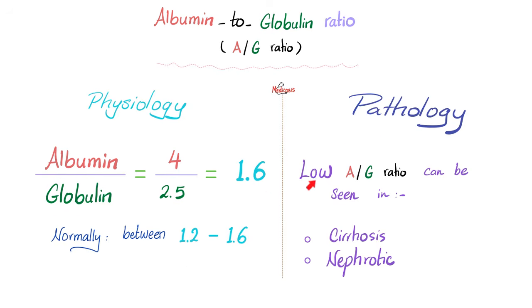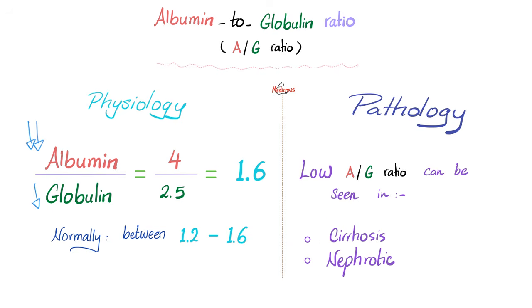How about the pathology? If you see this ratio very low, lower than 1.2 or 1.1, you should suspect something going on. Why would this ratio be low? It will be low because albumin is decreasing and globulin is staying the same, or albumin is decreasing faster than globulin. And you see this in liver disease and kidney disease.